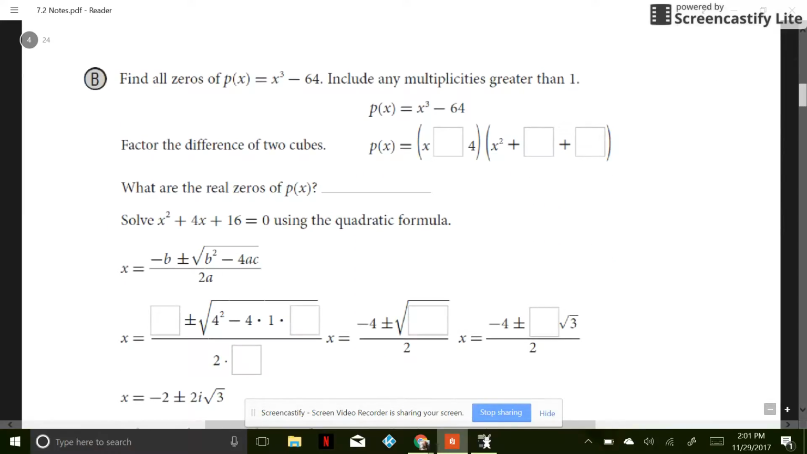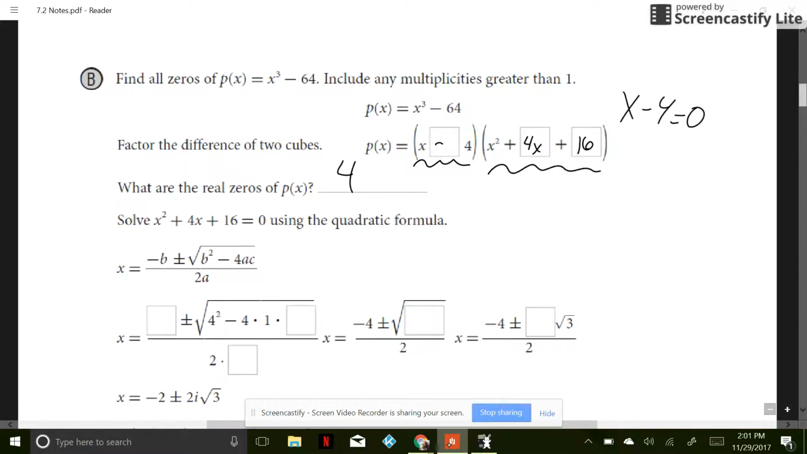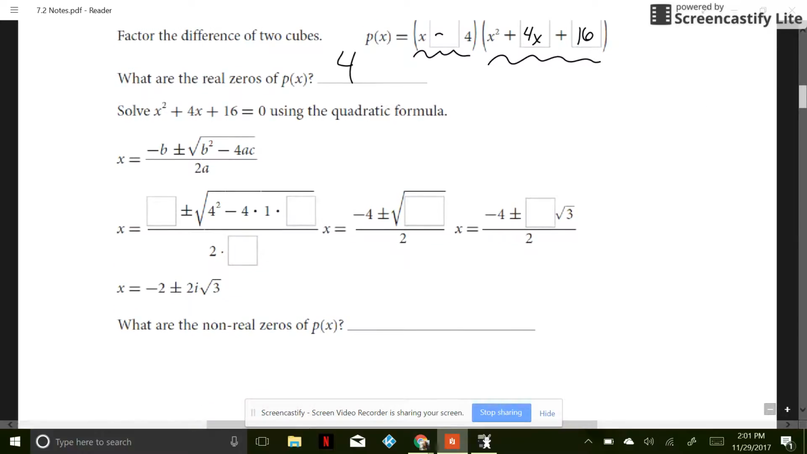Similarly, here we want to find all of the zeros. This is a difference of two cubes, so it will factor to become (x - 4)(x squared + 4x + 16) from the difference of cubes rule. We want to find the real zeros. That's coming from the x - 4 part. If we set x - 4 equal to 0, we've got a real solution at x = 4. The x squared + 4x + 16 we know is irreducible, so we're going to have to use the quadratic formula.